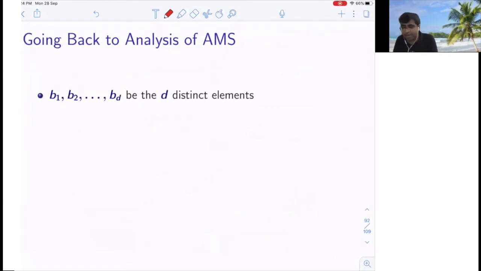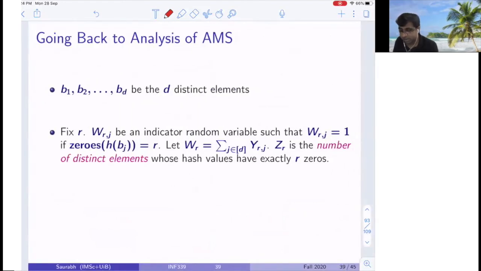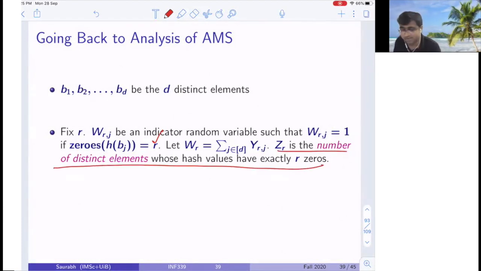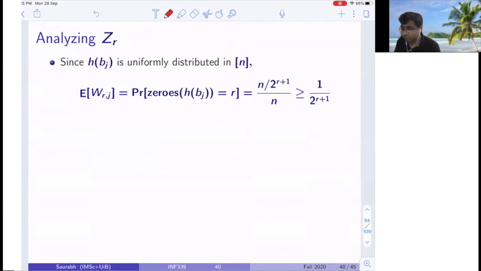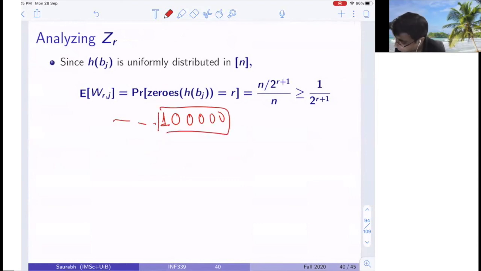So we had B1 to be the D distinct elements, and for fixed R, now let WRJ be an indicator random variable, so that WRJ equals 1 if the number of zeros is exactly R. So ZR is again the summation of YRJ. So ZR is the number of distinct elements whose hash value have exactly R zeros. So what do you mean by that hash value has exactly R zeros? It means you have R zeros and 1 and then anything else. So basically you are fixing the last R plus 1 bits. So this is why you will get 1 over 2 power R plus 1.